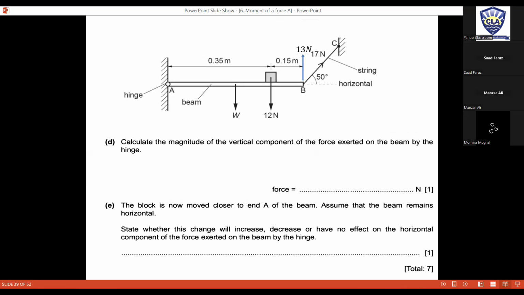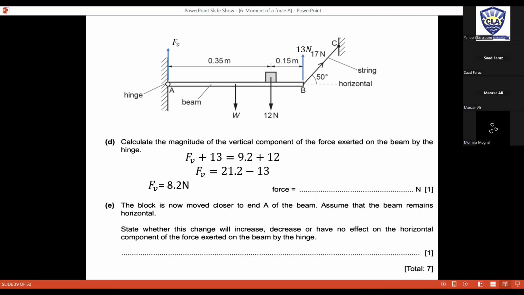Calculate the magnitude of the vertical component of the force exerted on the beam by the hinge. Again, consider the vertical force acting at A, because upward forces should be equal to downward forces. They are not, so there must be a force acting at A. Fv plus 13 should be equal to 12 plus W. W was 9.2. Simplify and you get the value of F vertical.